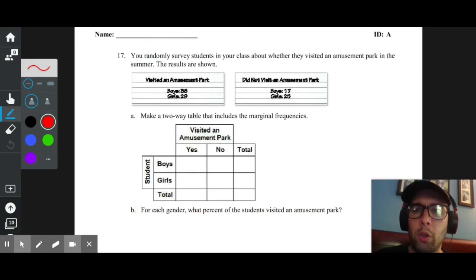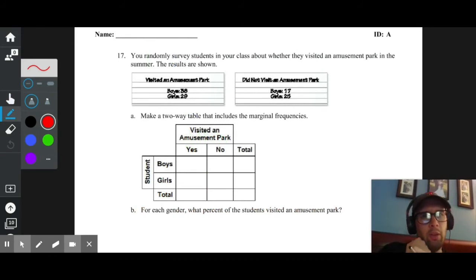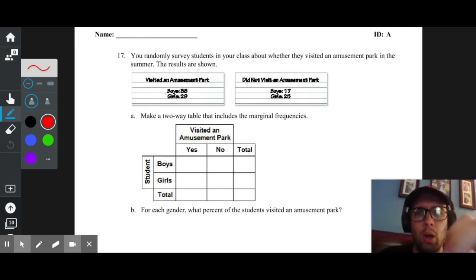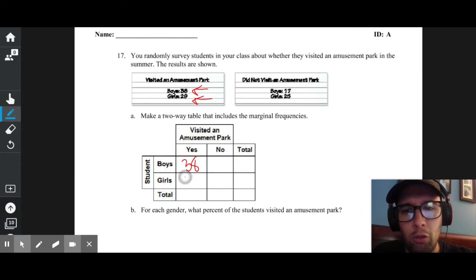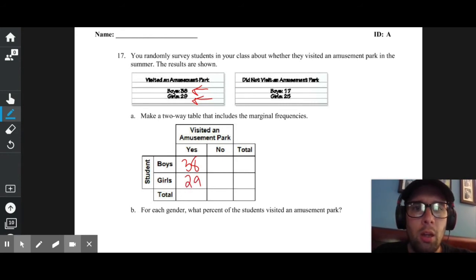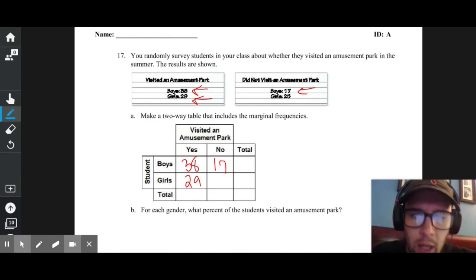Okay, so what do we have? You randomly survey students in your class about whether they visited an amusement park in the summer. The results are shown below. So you have boys, girls visiting amusement park, boys, girls who didn't. Make a two-way table that includes the marginal frequencies. So the boys who did attend the amusement park's 38. The girls who did attend an amusement park is 29. The boys who didn't, 17. And the girls who didn't, I think that's 25. So we'll go with 25.